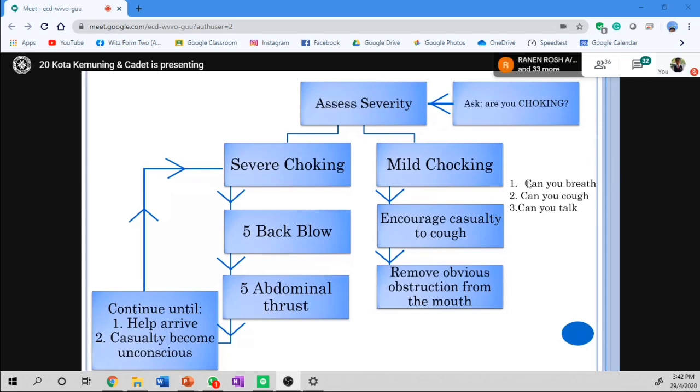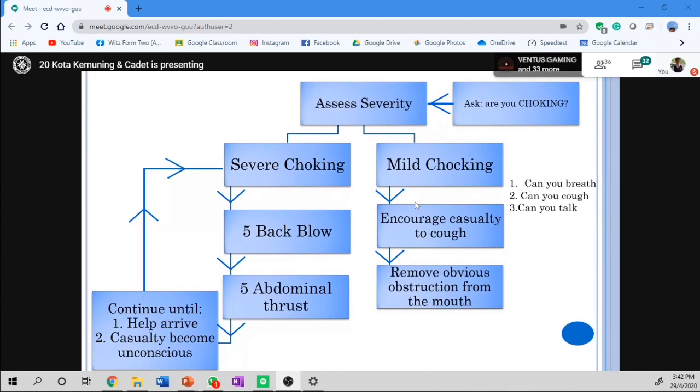If the casualty is having mouth choking, you can support the casualty by having one hand over his waist and a leg between their legs. This one I will show you in a video after, but just keep it in mind for now. You encourage the casualty to cough it out. How do you do it? You support the casualty, and then you say, "Sir, cough at me, sir."